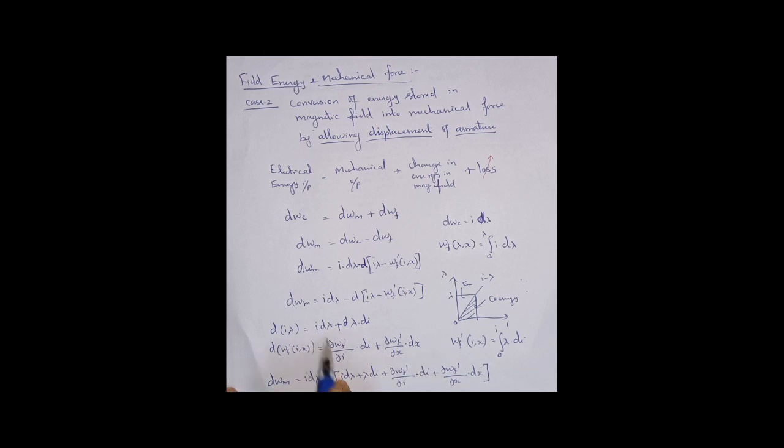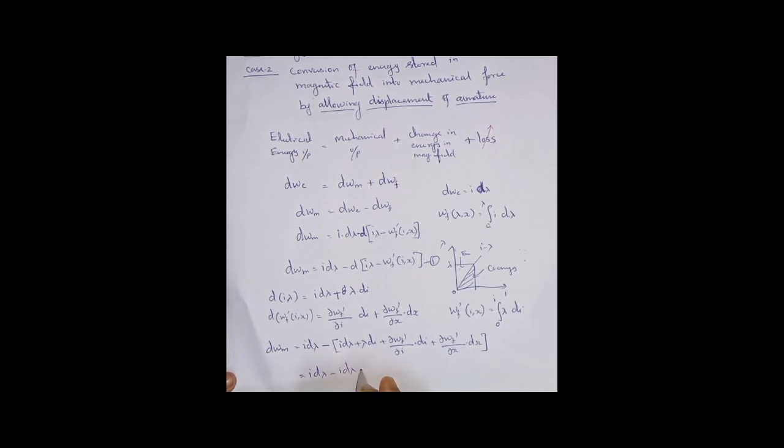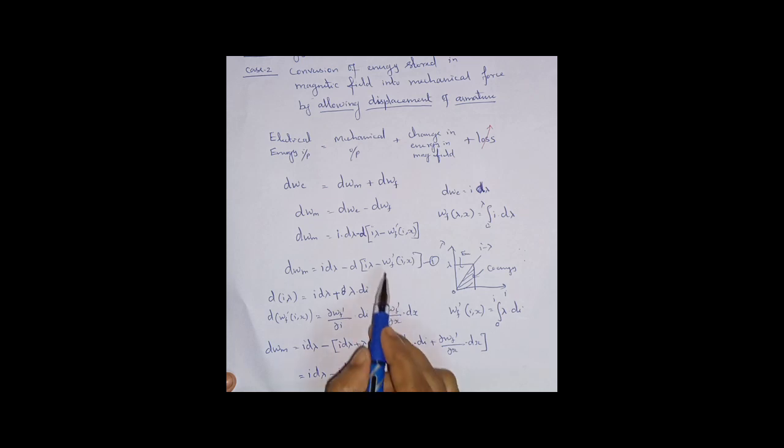Okay, just substituting these two in this first equation, we take it as equation 1. Substituting in equation 1, we get i d lambda minus the entire d of i lambda, and this differentiation we have put here. Correct? So if I expand this, I will get i d lambda minus lambda di. Okay, and actually you will get this as minus, no? So you will get this as minus, this also minus.